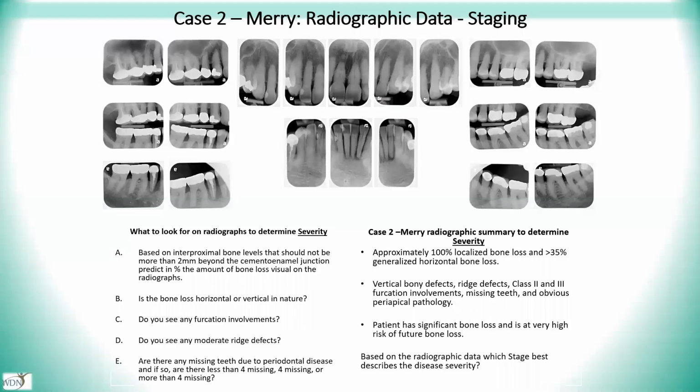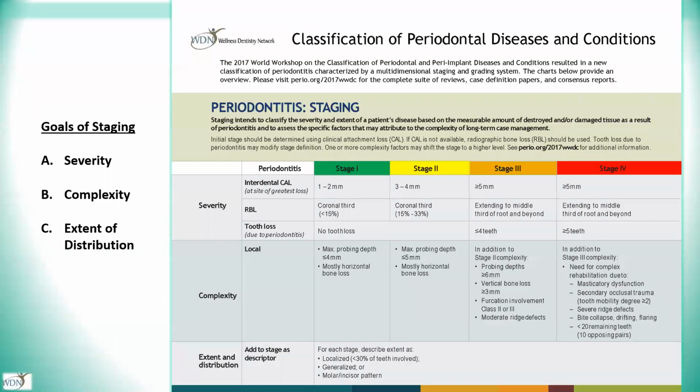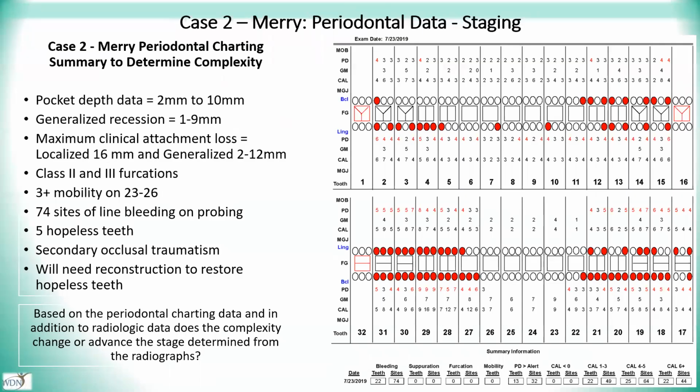So here's our radiographic summary to determine severity. And again, based on this data, which stage best fits the disease? Looking at the staging, we know there's more than 5 millimeters of clinical attachment loss. We know that there's a bunch of bone loss on the rest of the mouth. We know that this patient's going to lose more than 5 teeth, and this patient needs to be rehabilitated. So this is going to be a stage 4 for sure, and we know that.